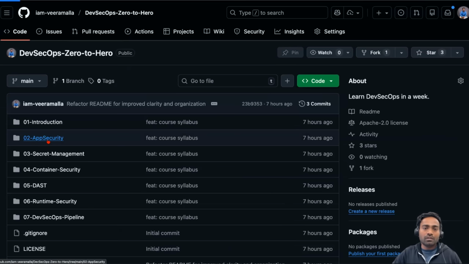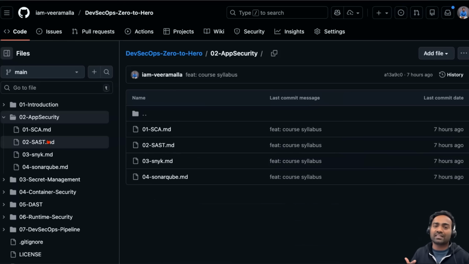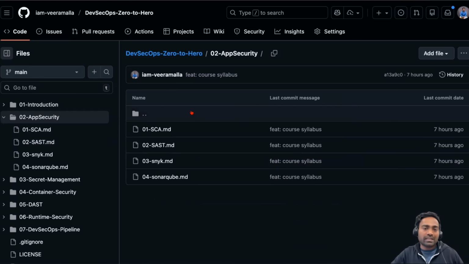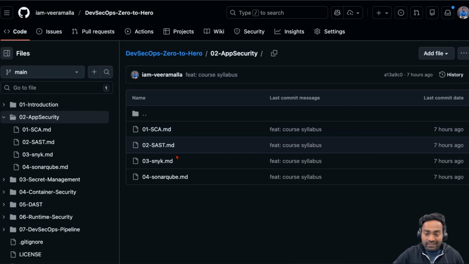Then in day two, we will focus on application security. You can broadly split DevSecOps into multiple categories, where one of the important categories is application security. So in day two, we'll focus on application security. We'll focus on things like SCA, we'll focus on SAST, and we will also learn tools like Snyk and SonarQube.